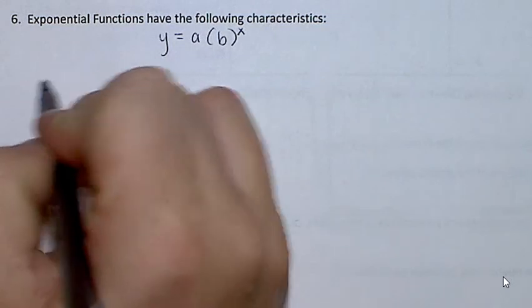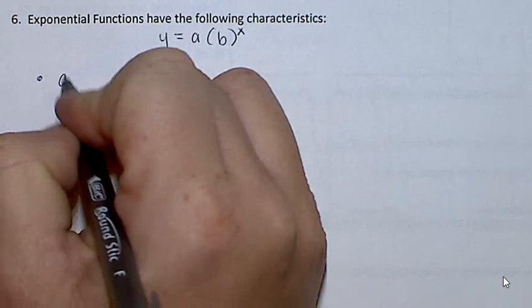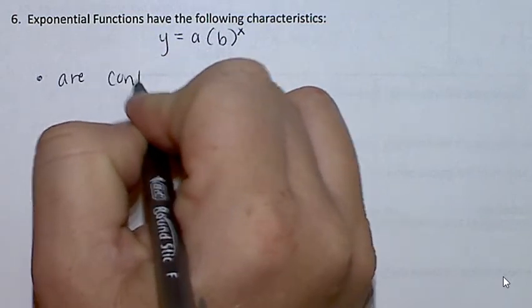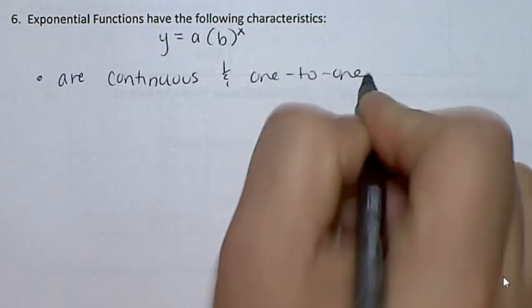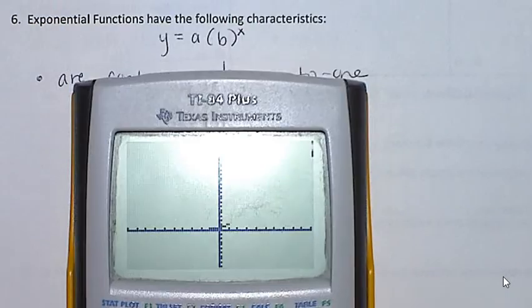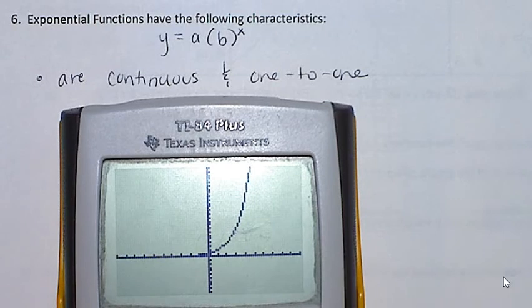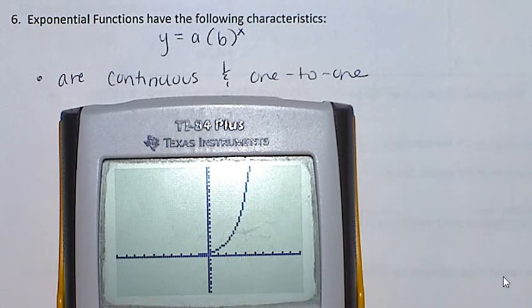So the first thing you need to know, in general, exponential functions are continuous and one-to-one. So I'm going to write down 2 to the x power on my calculator, and I'm going to graph it. So we want to understand, what does this mean? Continuous means that this will continue to go to the left and it will never stop. And again, as it goes up, it will also continue to move to the right, never stopping. So it's continuous from left to right.